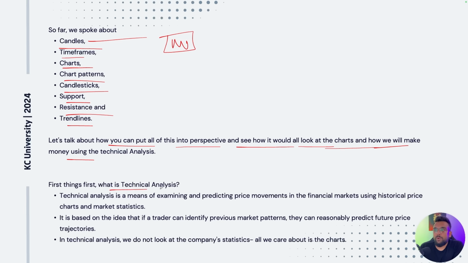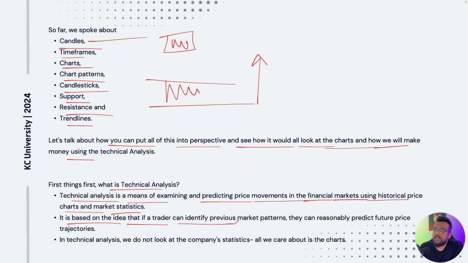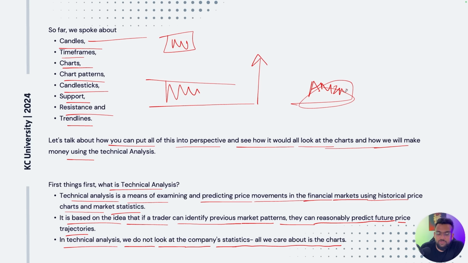So, first things first, what is technical analysis? Technical analysis is the means of examining and predicting price movement in the financial market using history of the charts and market statistics. It's basically just looking at the charts and being like, all right, I think the market can go up. It is based on the idea that traders can identify previous market patterns that can reasonably predict future price trajectories. In technical analysis, we do not look at the company statistics. All we care about is charts. I don't even care what the name of the company is. I just want to trade it.